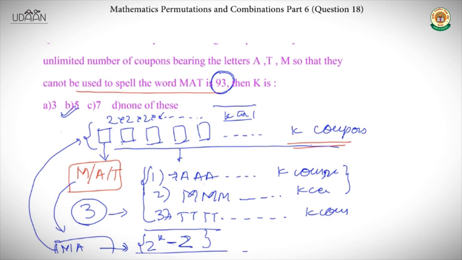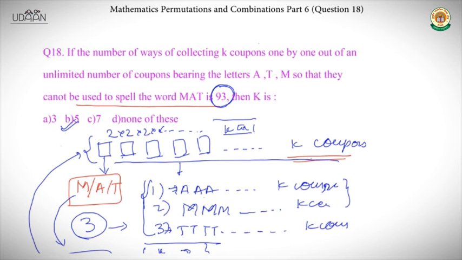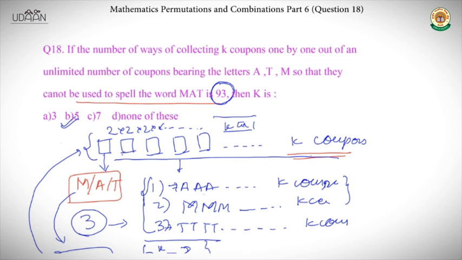Can't we do this question in a backward manner, that we find the total number of ways in which letters A, T and M can come, and then subtract the number of cases which are not required?